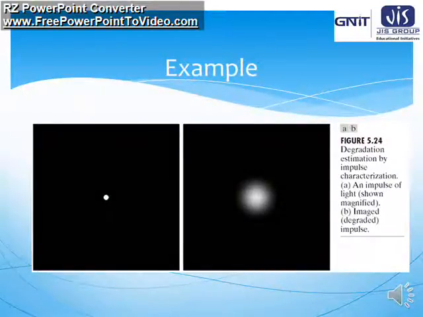And this is another example by which we can easily understand. This is the degradation estimation by impulse characterization. The first image represents an impulse of light shown in a very magnified form, and the next one is the imaged degraded impulse. So this is another example by which we can understand this.